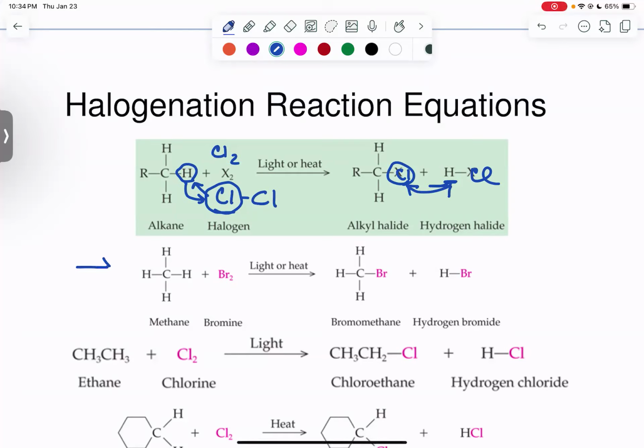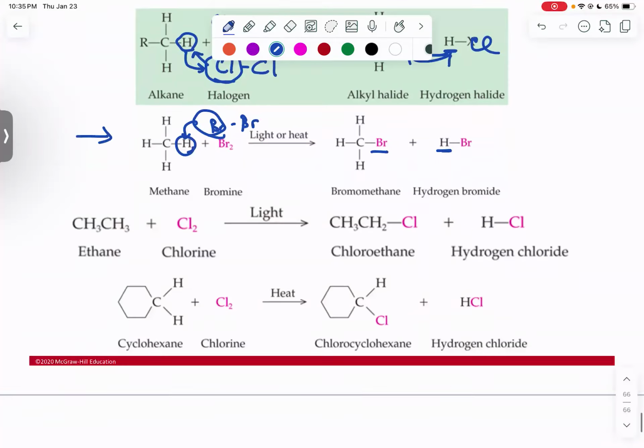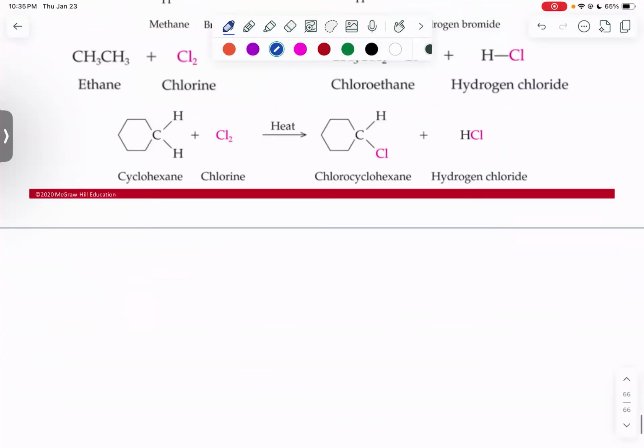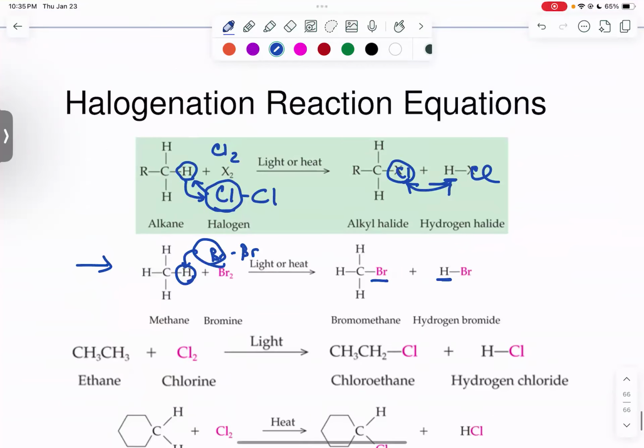Same thing, here's an example where we have methane and bromine, which is Br bound to Br. One of the bromines is going to replace a hydrogen, so we have a Br bound to the methane, and now we call it bromomethane. Our hydrogen is now attached to the other bromine, so we call it hydrogen bromide. These are just other examples of exactly the same thing. And that is it. It's the end of chapter 10.